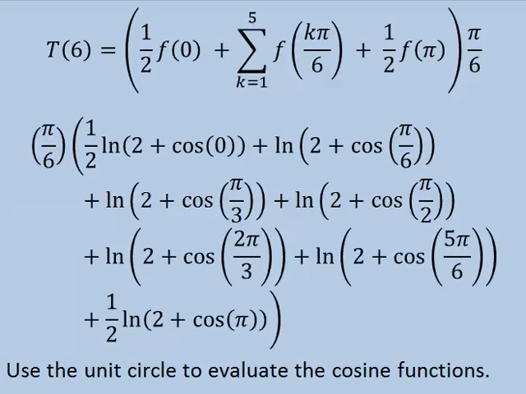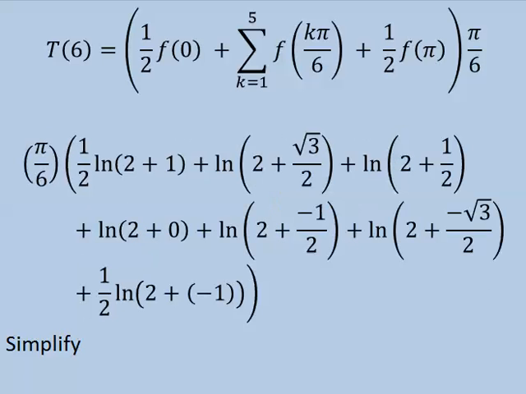And when I do that, this is what I get. So I'm looking for cosine 0, cosine pi over 6, cosine pi over 3, cosine pi over 2. These are all values I can easily find on the unit circle. And this is what I get.